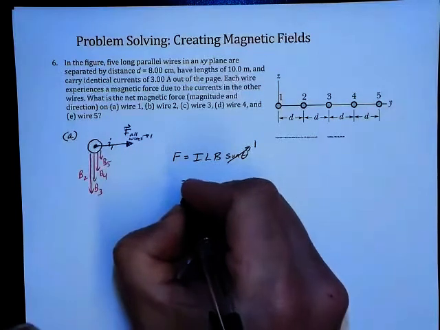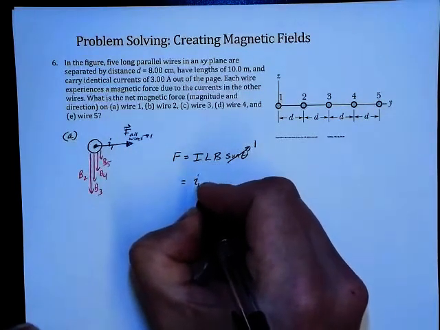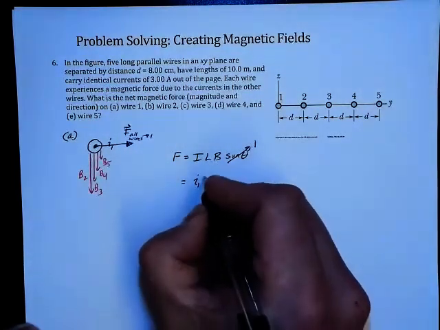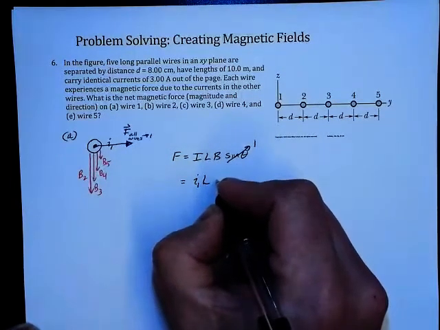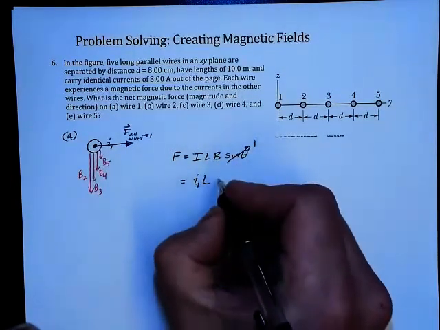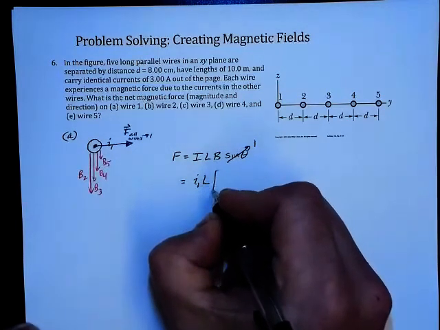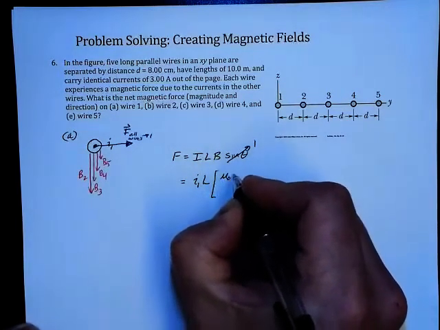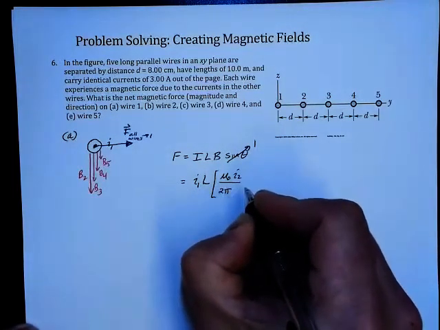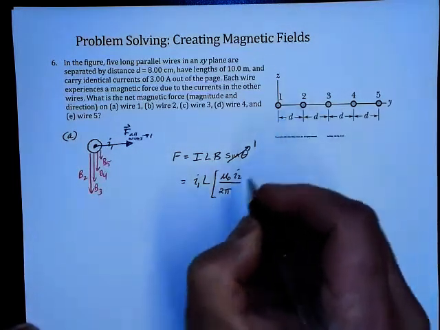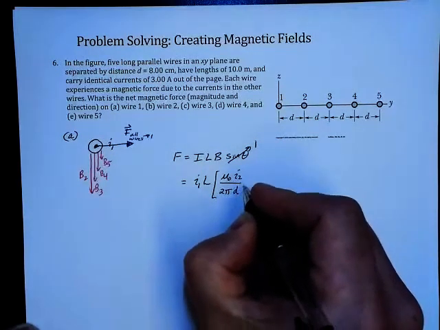The current is the current in wire 1. The length is the given length, and the magnetic field now is where I have to bring in my expression for magnetic field from a current carrying wire. So that's going to be mu 0, and I'm going to have I2 over 2 pi, and then that distance away is going to be d.